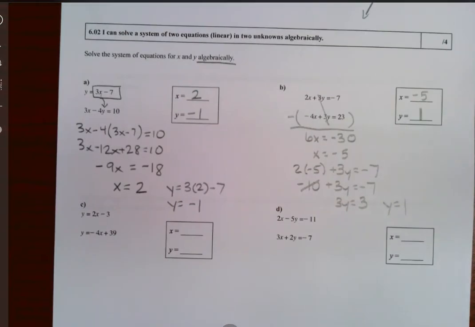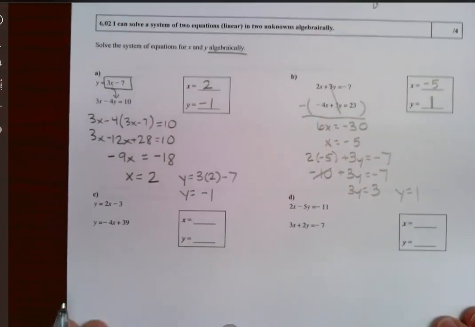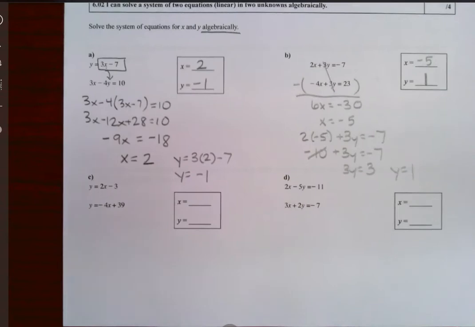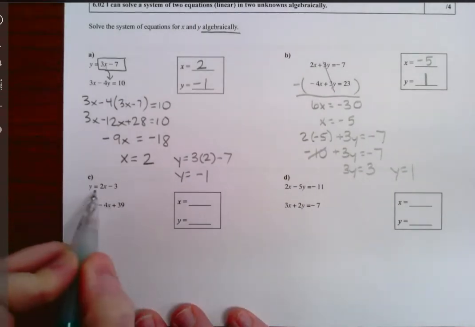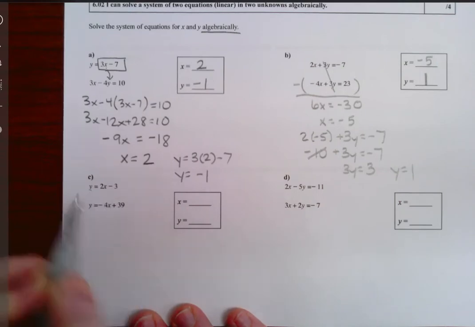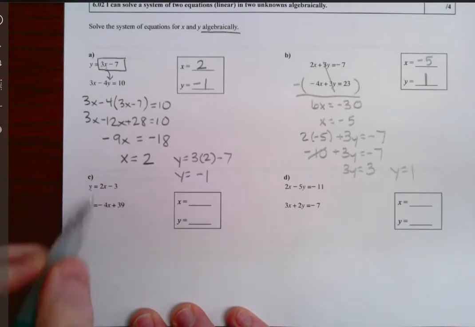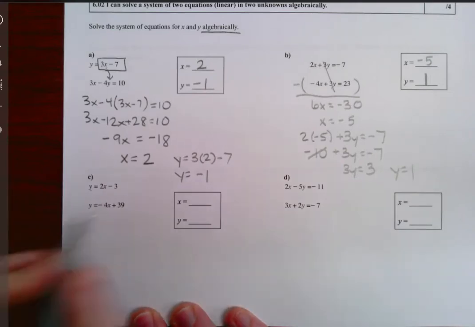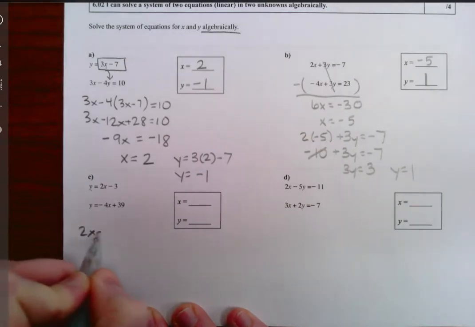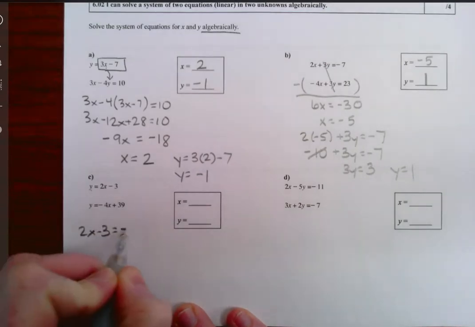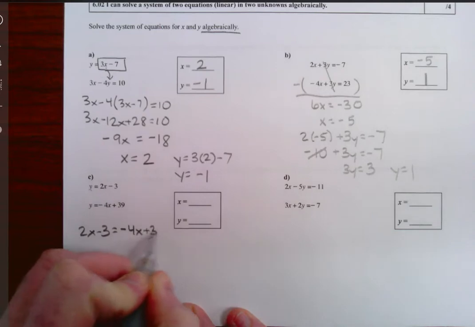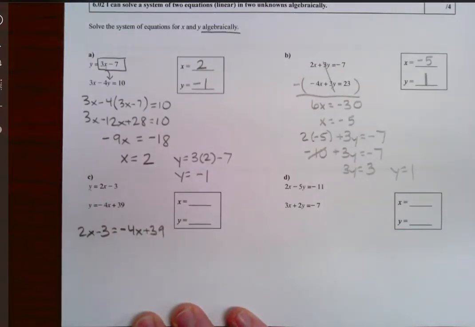Okay. All right, C. It's got a name. It's equal values method, but you could also think of it as substitution. We know that if this 2x minus 3 is equal to y, and negative 4x plus 39 equals y, then they both have to be equal to each other, right, if they're both simultaneously equal to y. So I'm going to take 2x minus 3 and set it equal to negative 4x plus 39. Now I can solve for x.